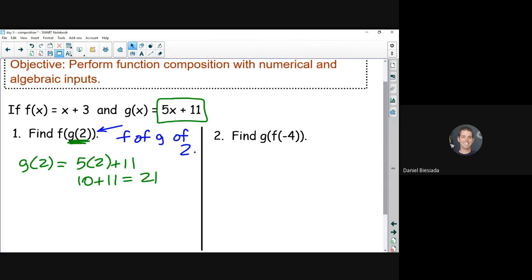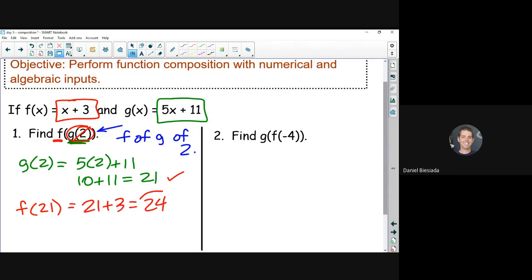The second step is I'll take that answer of 21 that I have, and now I'm going to put that into the outer function. We've already done g of 2, and now we're going to put that into the outer function here, which is f. So now I will find f of 21. And that means going into the function f above, which was x plus 3, replace the x with 21. And that gives me my final answer of 24 for f of g of 2.